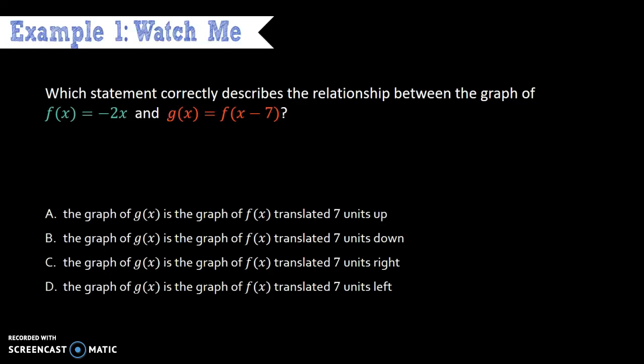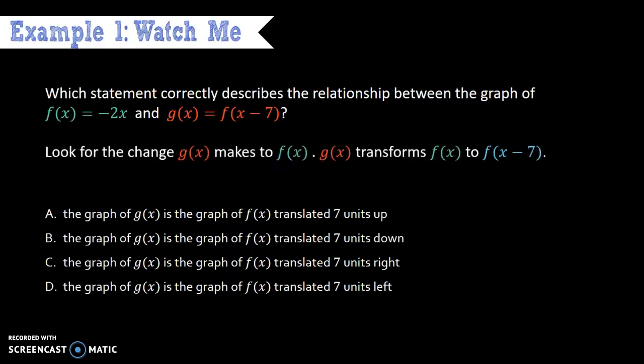So let's see which statement correctly describes the relationship between the graph of f of x and g of x. So I see that f of x is negative 2x and g of x is my f of x function, but I'm going to be subtracting 7 from the x value instead of leaving it alone. What you're really looking for is the changes that you see between the two. So look for the change that g of x makes to f of x.